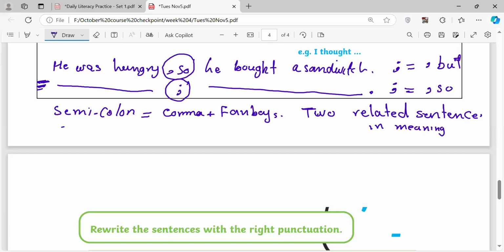Two sentences should have a relation in meaning. Okay, this is the semicolon. So now we are able to compare the relation between the semicolon and the comma. Did you hear the word inverted commas before?